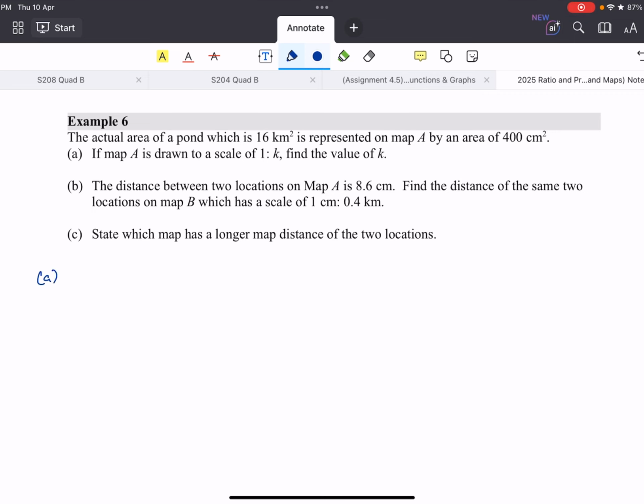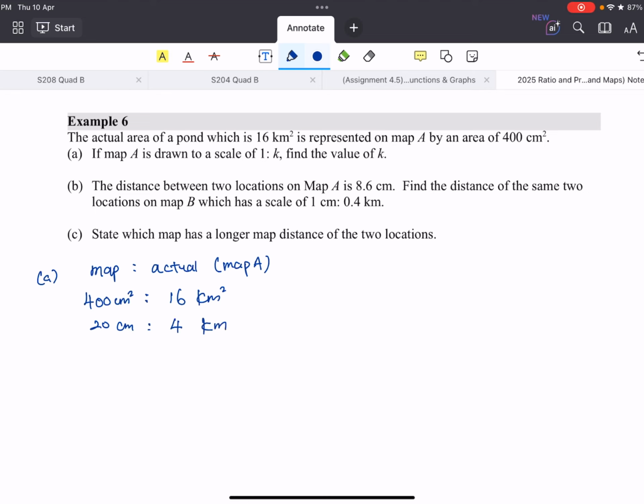So part A, we want to find the scale of map A, right? So map A, we have a map versus actual, right? We may want to indicate that this is map A so that we don't get confused. We have 400 square cm is represented by 16 square kilometers, right? So to find the comparison in terms of length, we need to square root it. So square root of 400 is 20. And square root of 16 is 4.